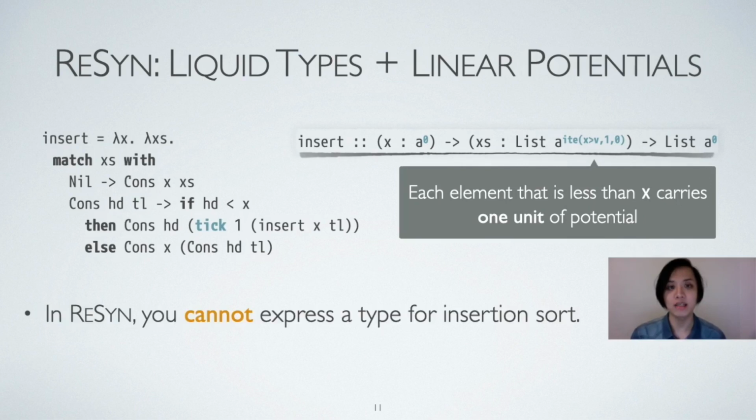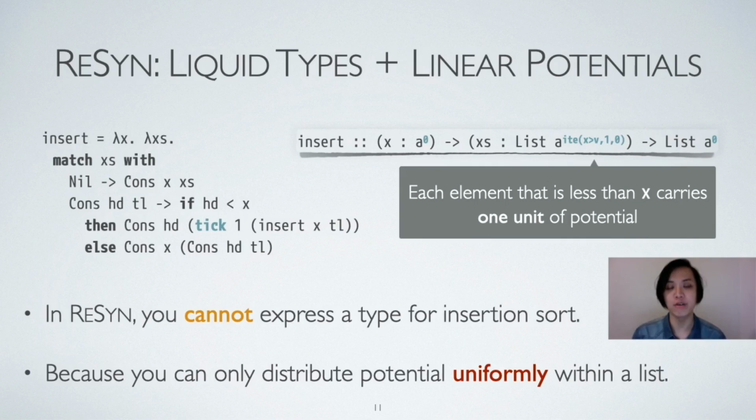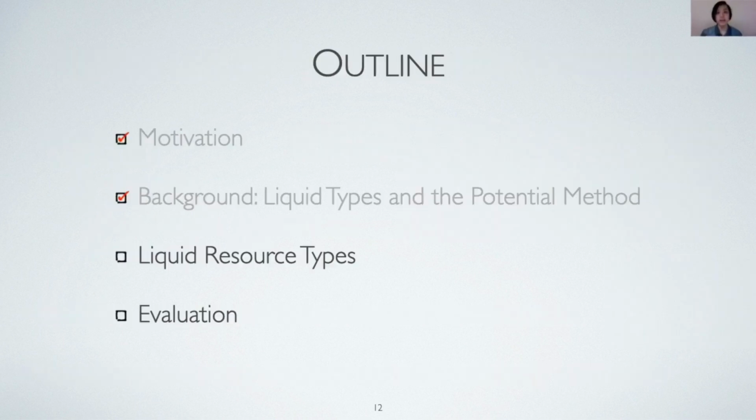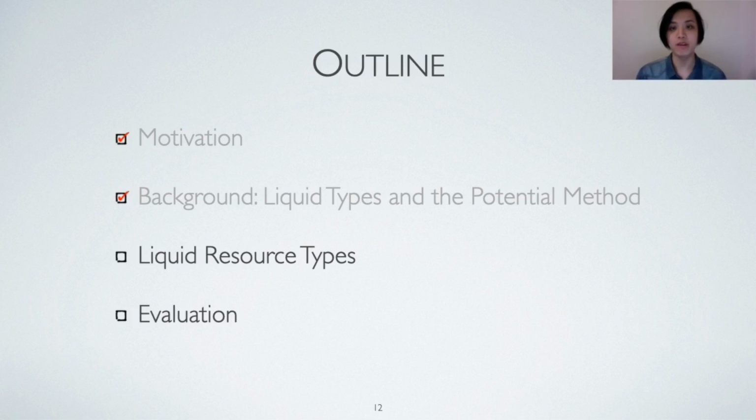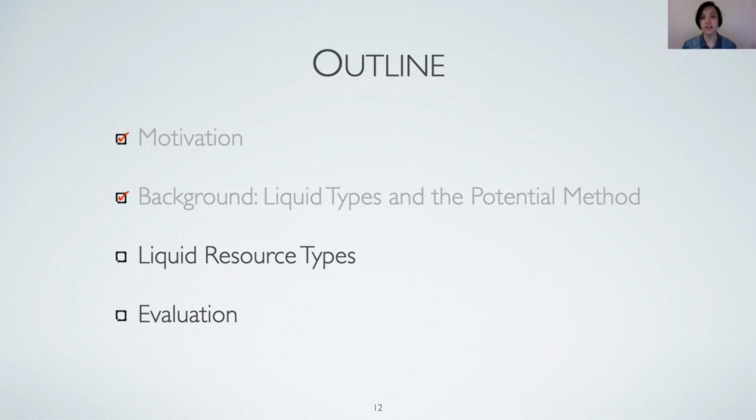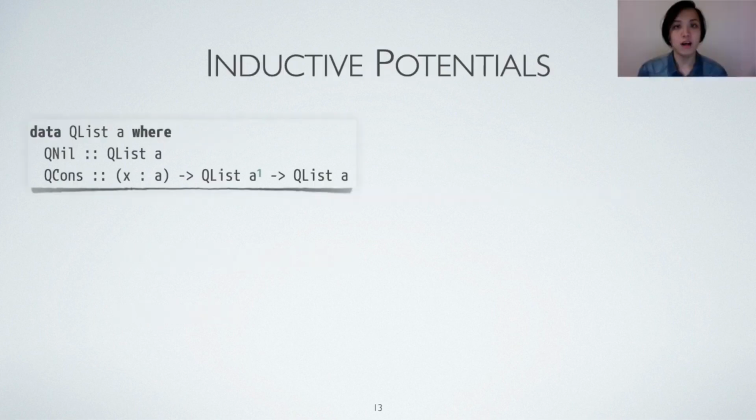However, it cannot express a type for insertion sort because it can only distribute potential uniformly within a list, but insertion sort requires a mechanism to describe pairs of elements in the list. Okay, now I have introduced the 2 important building blocks of our work, liquid types and the potential method. Now we'll show how our work extends prior work with 2 powerful mechanisms and how to reduce type verification to constraint solving. Our first mechanism is inductive potentials.